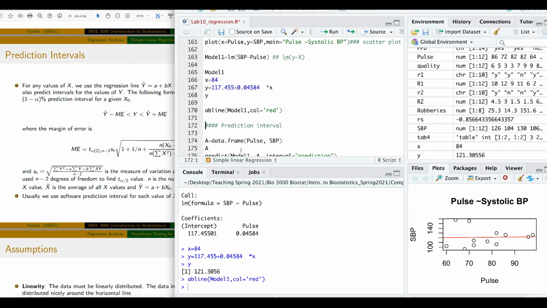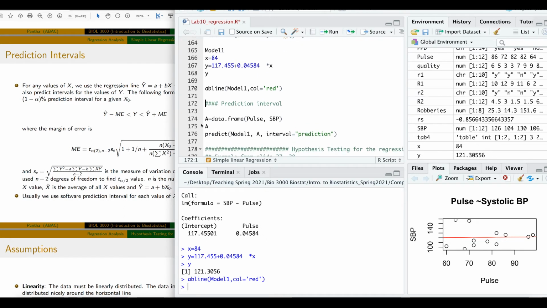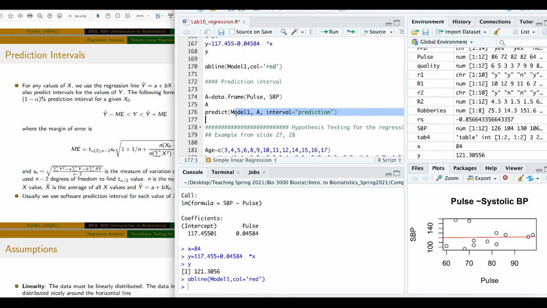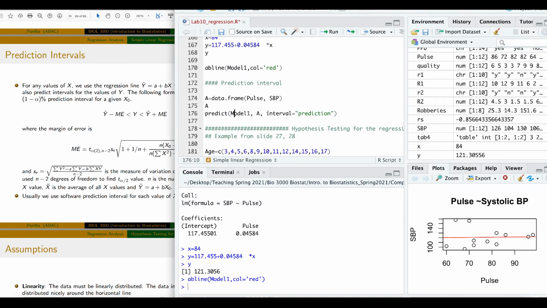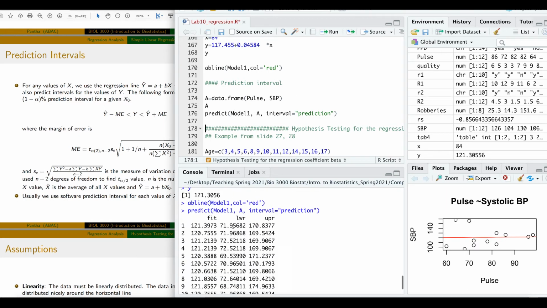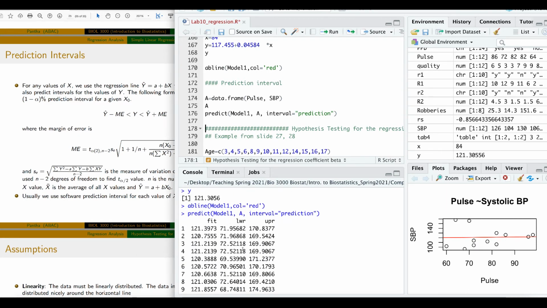Now to find the prediction interval, I did y value comma x value, that is the data frame we denote by a, right? And you do predict. Model 1 is where you got the y value and x, a value and b value, and then the interval is prediction, okay? So whenever you do that, that's what you get. Okay, guys, so this is the prediction interval that we found.